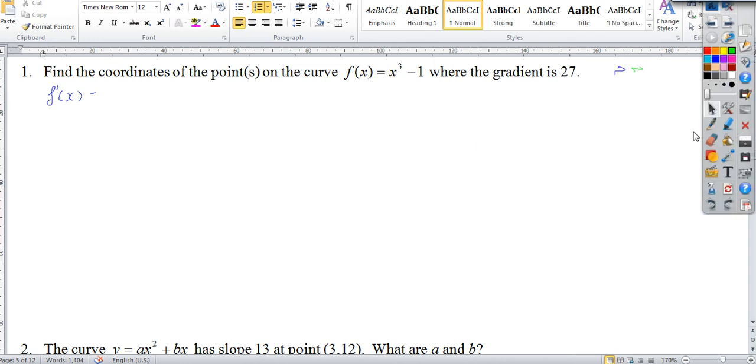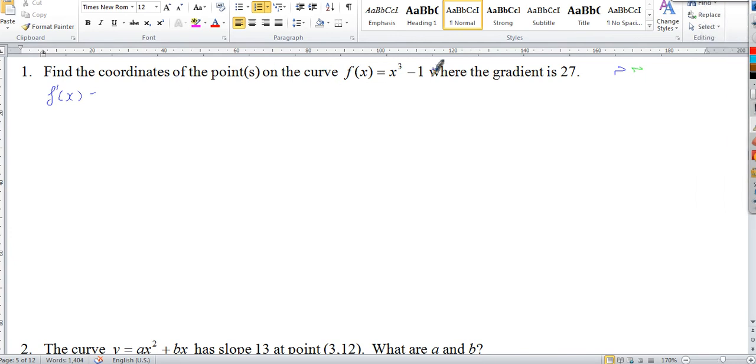So hello everyone, we are on page 5 of the handout and I'm going to discuss the 3 questions that you will find there. Question 1. We're given a cubic curve here and we want to know where on that curve is there a gradient of 27. So every time there's talk of gradient, there should be talk of the derivative.